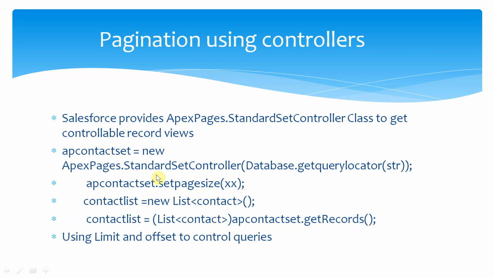Basically, the contact list will be set based on this AP contact set, which is a standard set controller. Alright, so limit and offset, as we have already seen: limit will limit the number of records, offset will show you from which record you want to show the records, right? So I have shared that pagination standard controller example. You can take a look at that later.